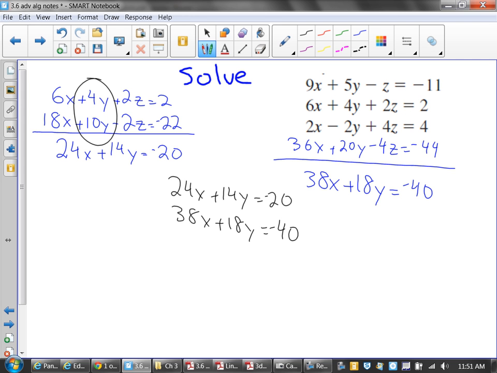Remember, I'm using this first equation. I multiplied it by 2, and I added it to the second equation. I multiplied it by 4, and I added it to the third equation. I'm using the same equation to eliminate a variable in the other two.